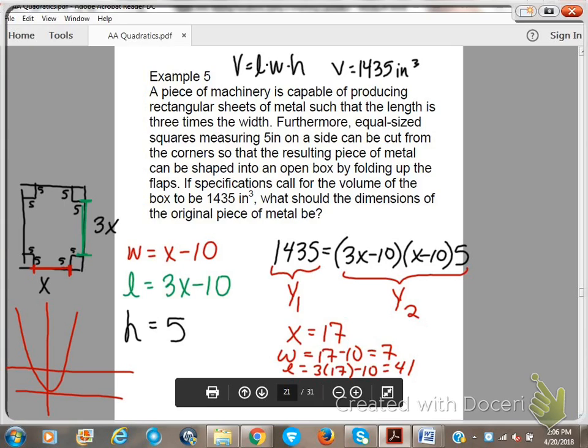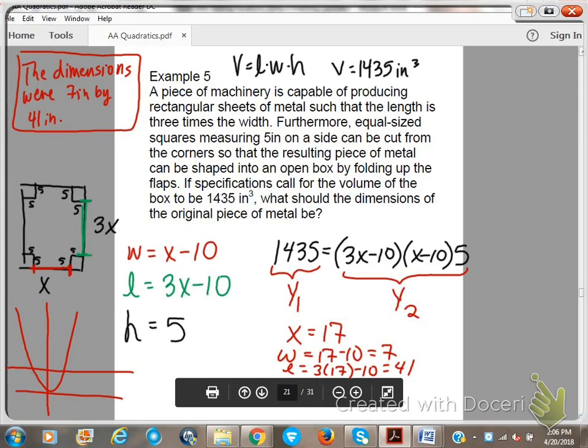Now, it's asking for the dimensions of the original piece of metal. What was the shape of the original piece of metal? Rectangle. It was a rectangle. So do we need to give the length, the width, and the height if they're asking for the original piece? Just the width and the length. Good, just the width and the length. Okay. So our final answer is that the dimensions were 7 inches by 41 inches. Would we have to add 5 on both of those though?